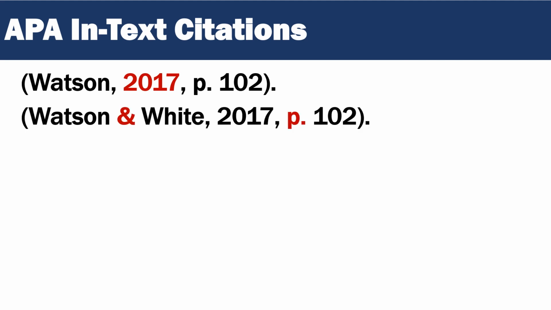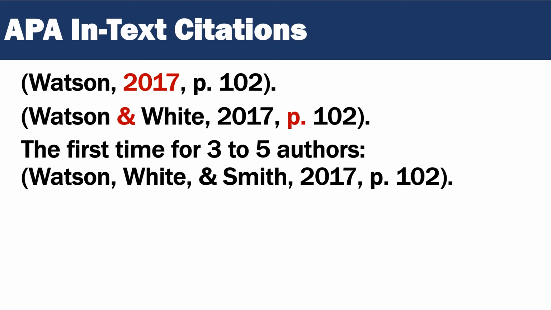For two authors, you will put the authors' last names separated by an ampersand, year, and page number. For example, (Watson & White, 2017, p. 102). The first time you use a source with 3 to 5 authors, you will put all of their last names, the year, and the page number. For example, (Watson, White, & Smith, 2017, p. 102).